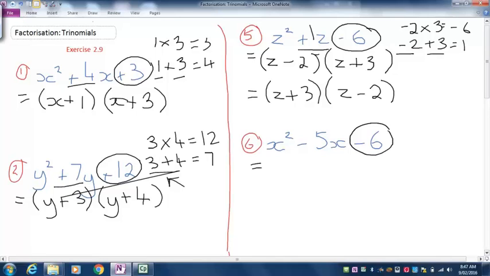Okay, we need two numbers that multiply to give us negative 6 and add to give negative 5. So negative 6 times positive 1 gives negative 6, and negative 6 plus positive 1 gives negative 5. So our two factors are negative 6 and 1. So we get x minus 6, x plus 1.